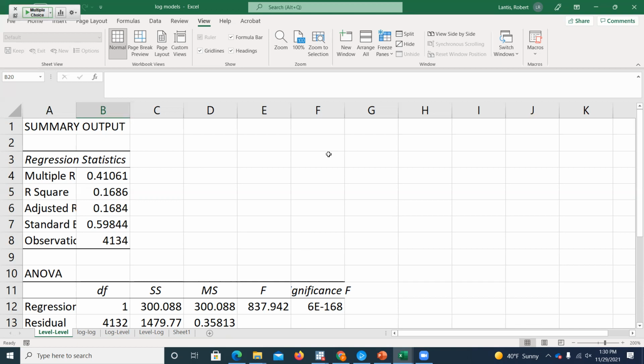It would matter a lot more if we had something like income, where some people are making below 10,000, some people are making over $1 million. Any questions on that before we keep moving?